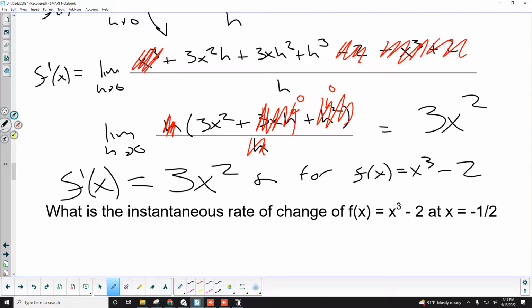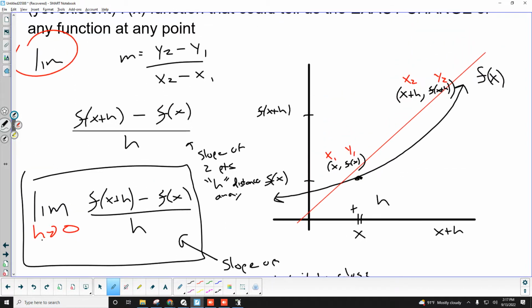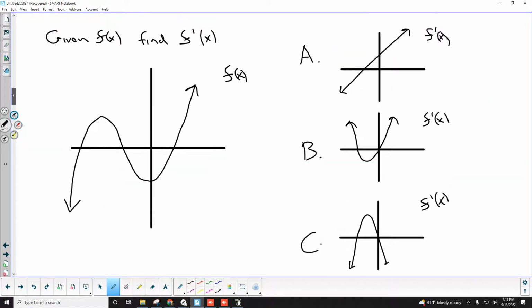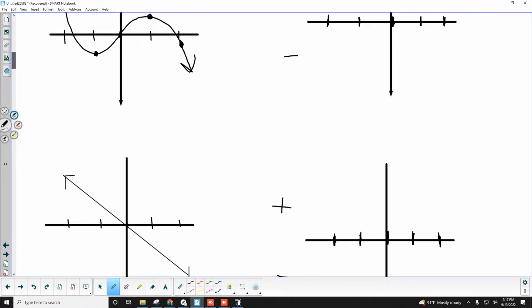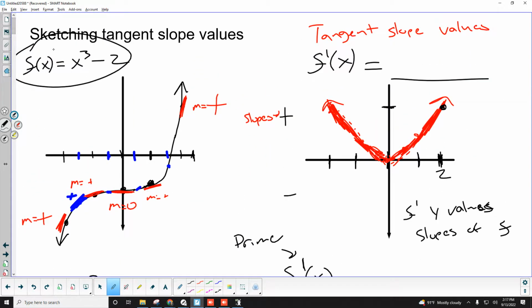Yeah. What did he do? What did he find? What did we just find? Keep going. Nope, not here. Keep going. Oh! He found for x cubed minus 2 that this graph's equation is 3x squared.